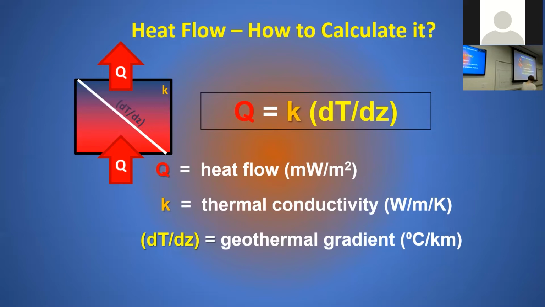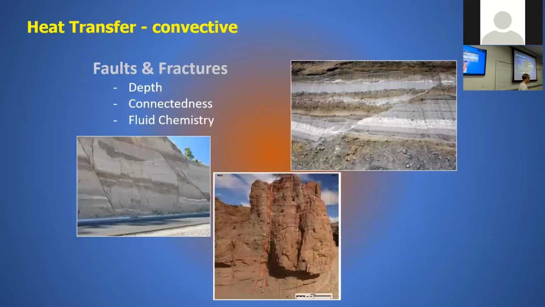Okay. And so the unit that we use when we're talking about heat flow is our geothermal gradient. It is our heat flow, milliwatts per meter squared. Watts are a measure of energy. You deal with watts every day when you deal with your electricity bill. Yeah, we know what watts are.